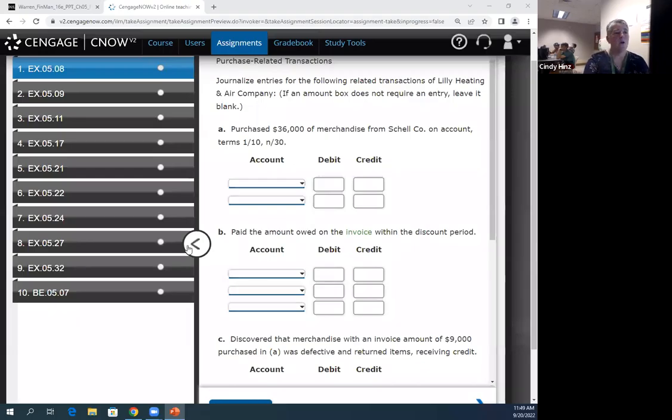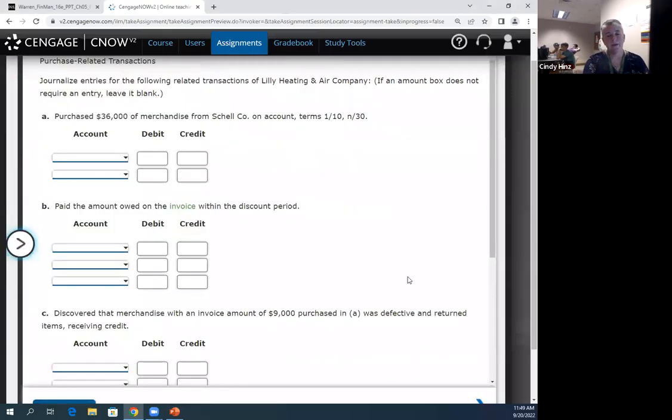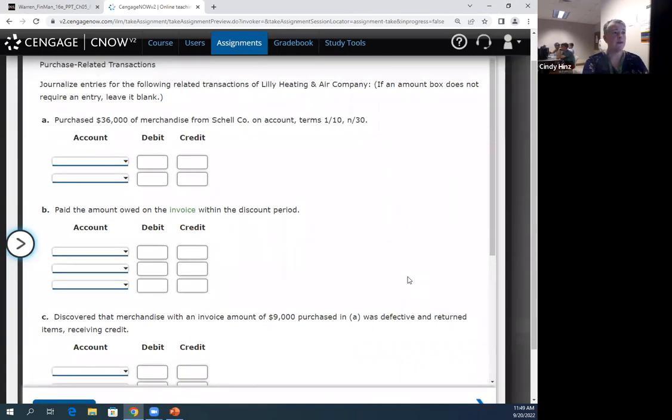And so before we run out of time, I would like to go to our first exercise in chapter 5. You'll always want to keep in mind the heading or the title of the exercise. So you can see here that we are going to be taking the part of the purchaser. These are purchase-related transactions. We're asked to journalize entries for the following related transactions of Lilly Heating and Air Company.